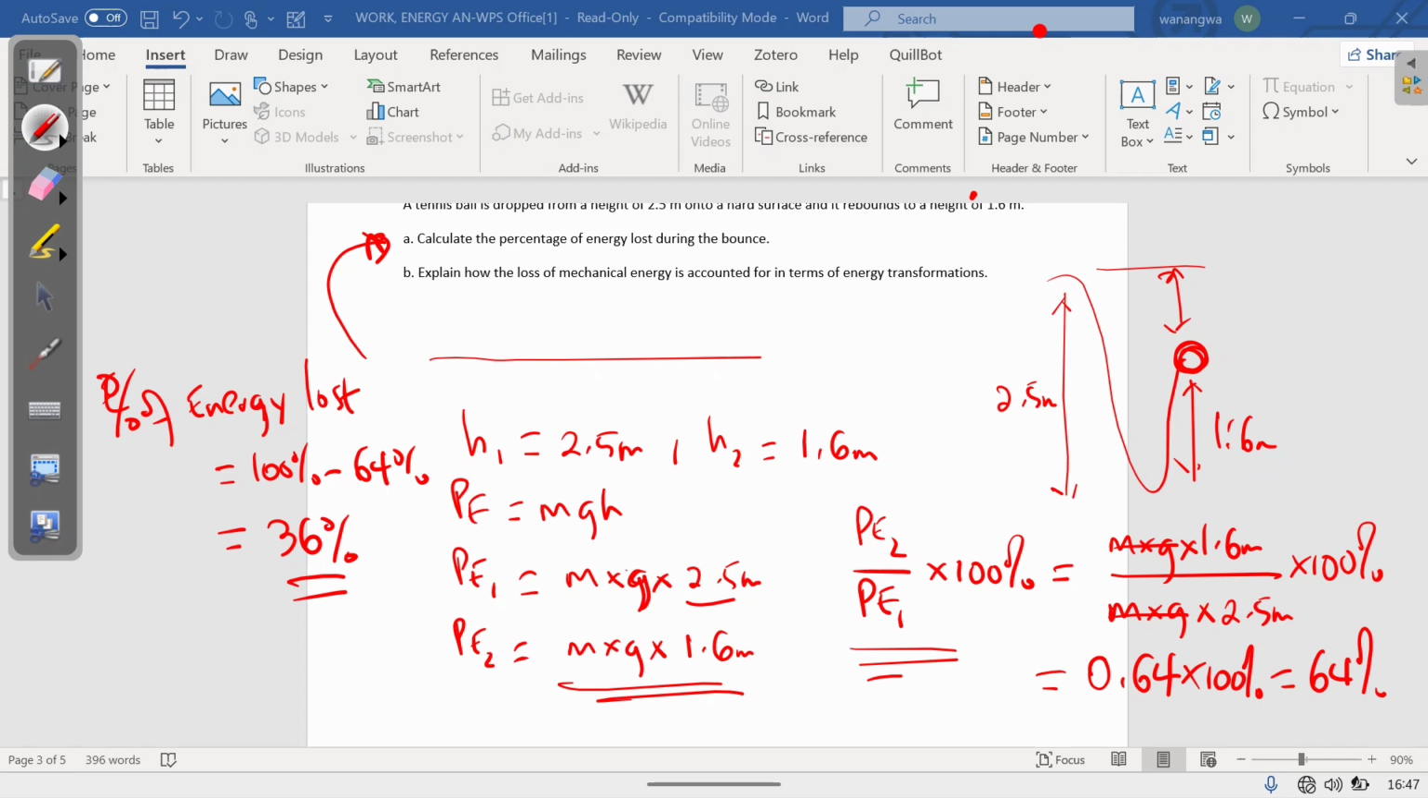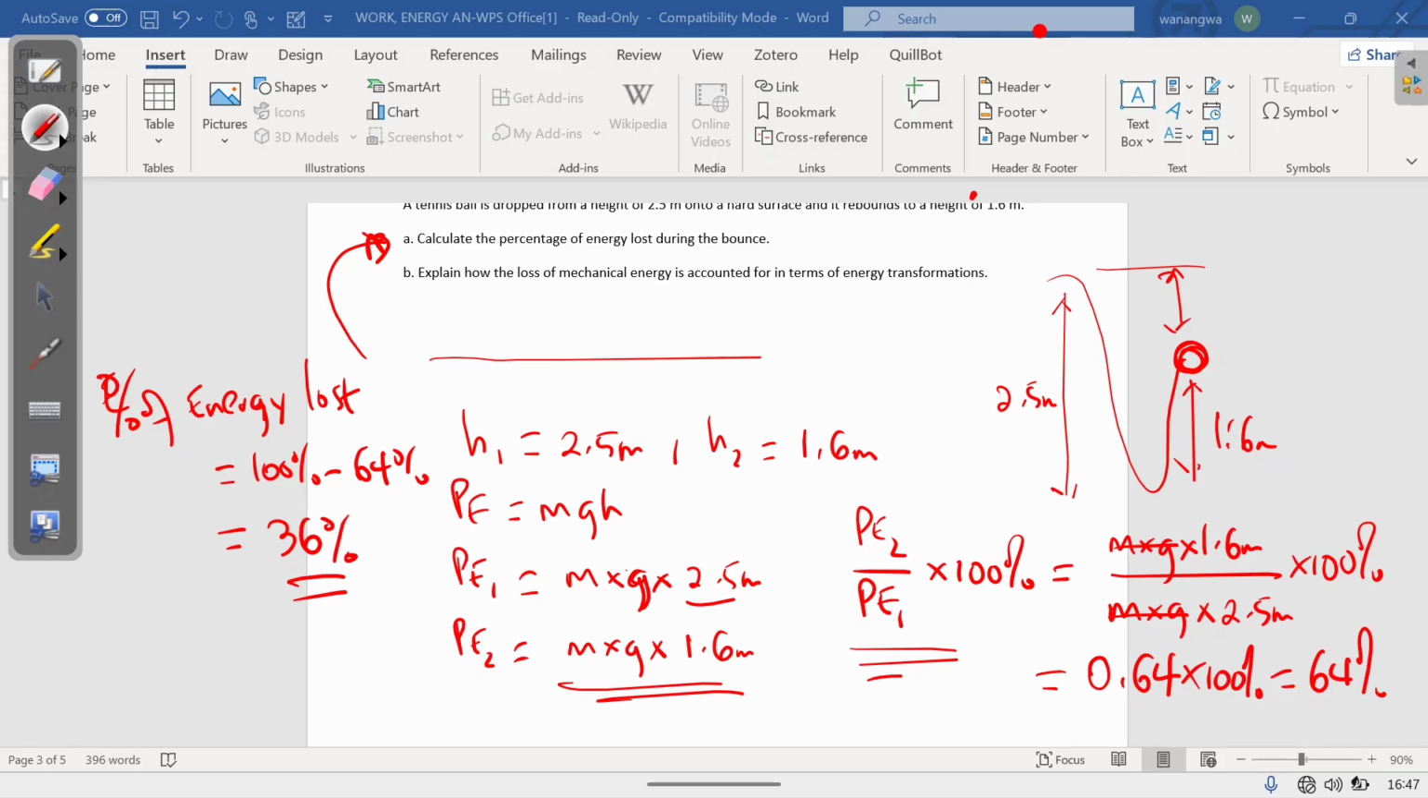And then they're saying explain how the loss of mechanical energy is accounted for in terms of energy transformations. Okay, so they're asking us to say what contributes to the loss in mechanical energy. Not necessarily what contributes, but what does the mechanical energy that is lost become? That's what they want you to find here.